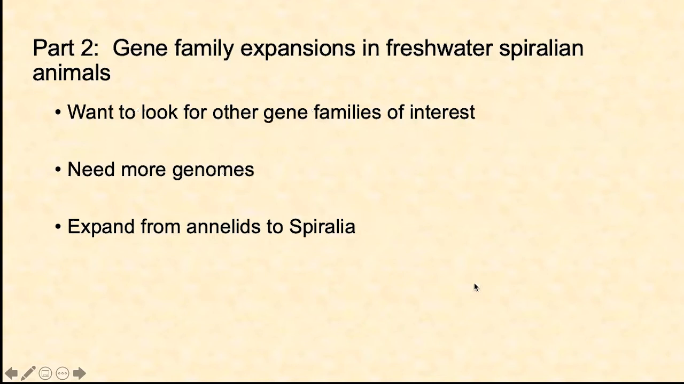Okay. For the next thing I did, I wanted to expand my search to new gene families and open it up to new species as well. So I needed more genomes. And so I expanded it to a group called Spiralia, which includes annelids, mollusks, and several other phyla.